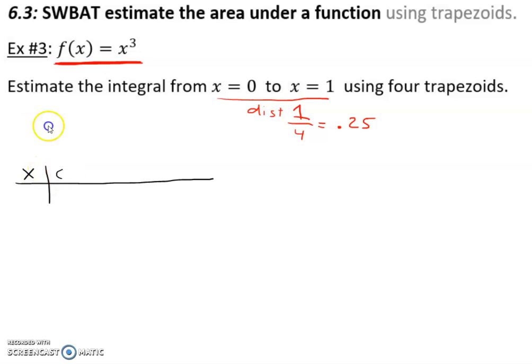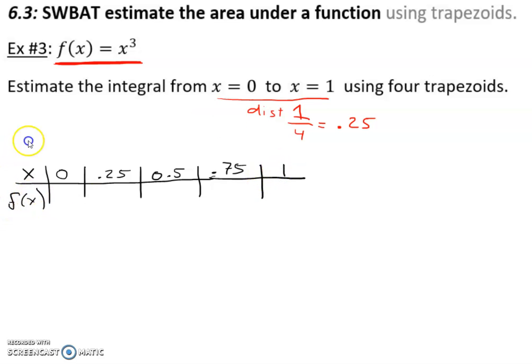So it starts at 0. It's counting by 0.25s. And if we do this right, it should end at 1. So 0.25, 0.5, 0.75, and then 1.